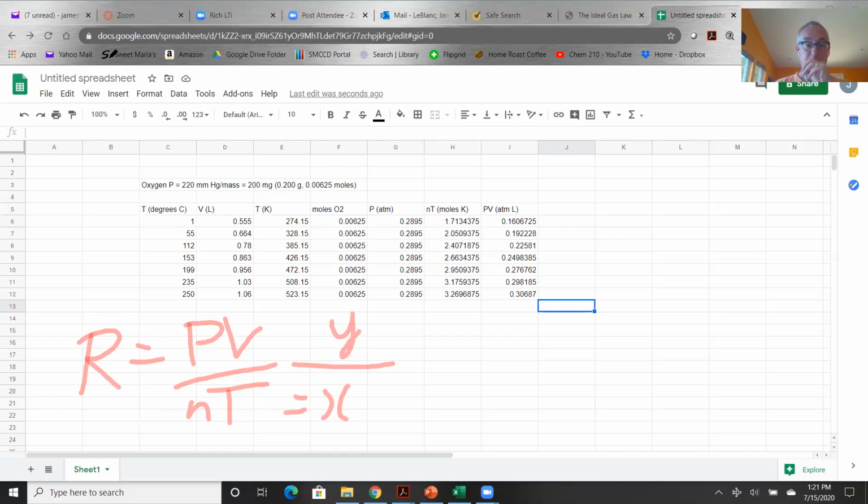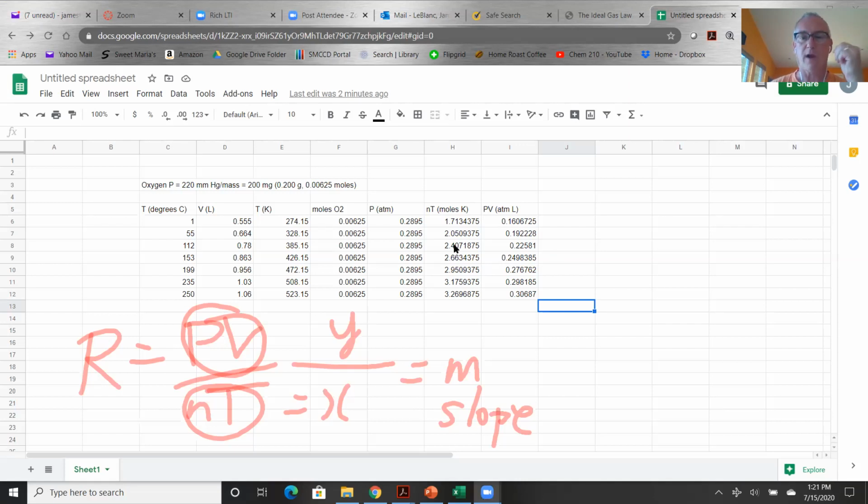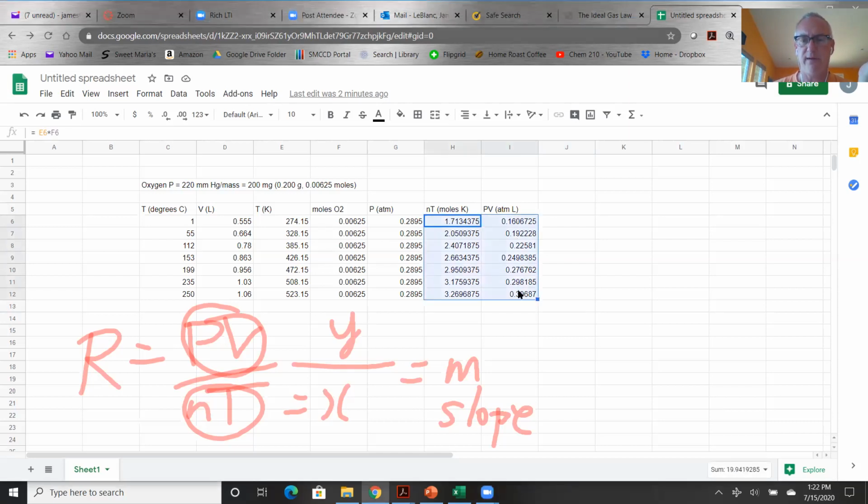Because R is equal to PV divided by NT, which is equal to y divided by x, which is equal to the slope of the line. So if we plot this versus this, fingers crossed, we're going to get the slope that will equal R. So let's do that. Let's see if I remember how to do this. I think we select our two. The one we select first should be X, hopefully, and the one we select second should be Y. I'm hoping, praying.